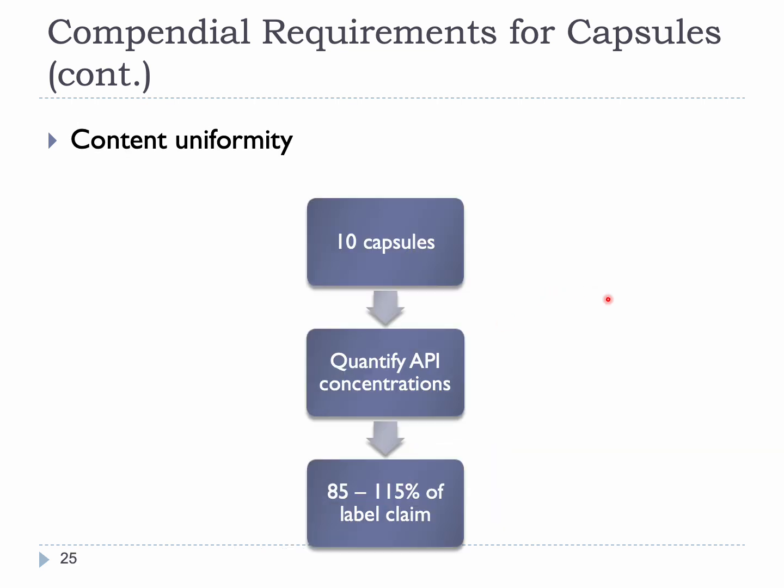For content uniformity, 10 capsules will be randomly picked, and then the concentration of API in the content will be quantified. The concentration of API in the capsule must be within 85 to 150% of the label claim.